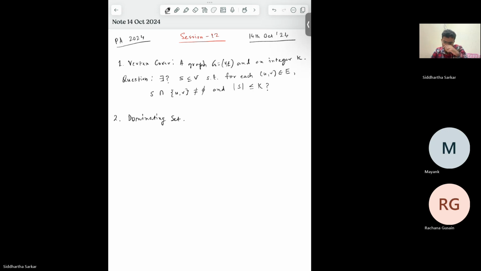So you're interested in picking a subset S of size at most K of the vertices, such that every edge is covered. That means for every edge, at least one of the endpoints is in the set S. There's a similar question, that of dominating set, and here the input is the same: a graph G equals V comma E and an integer K, and the question is similar.